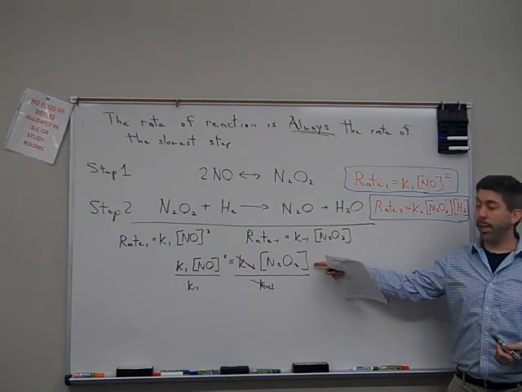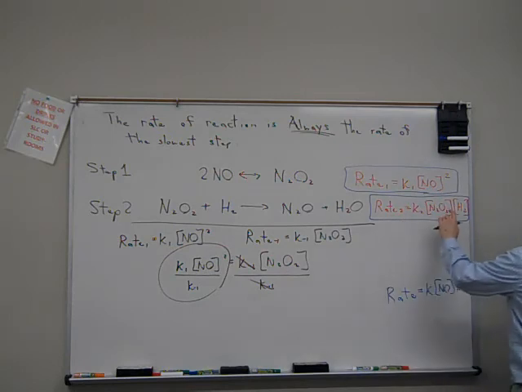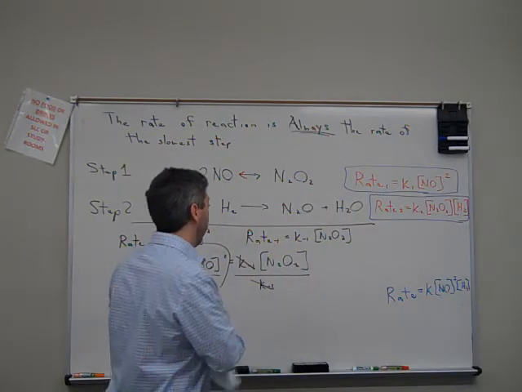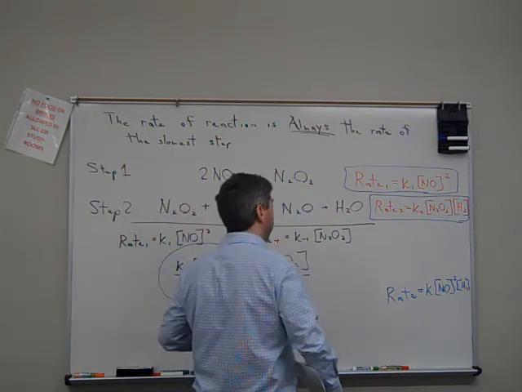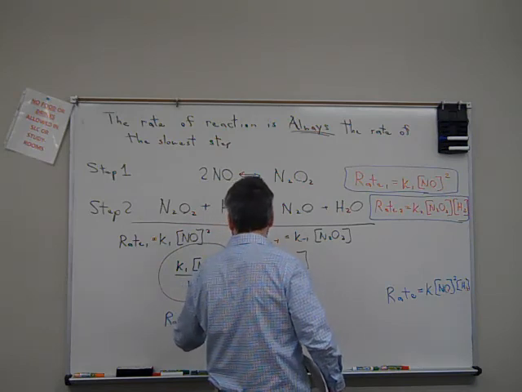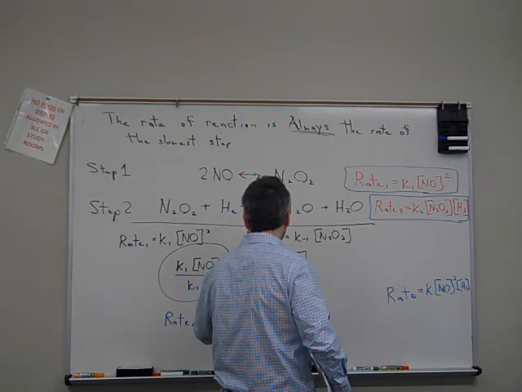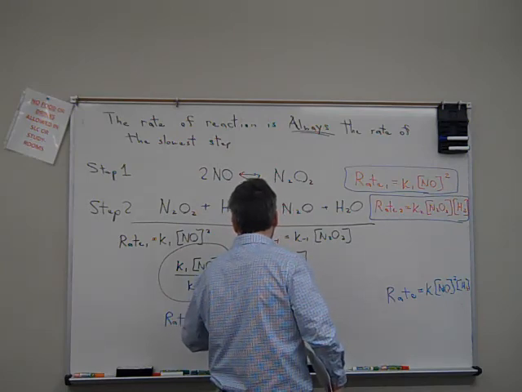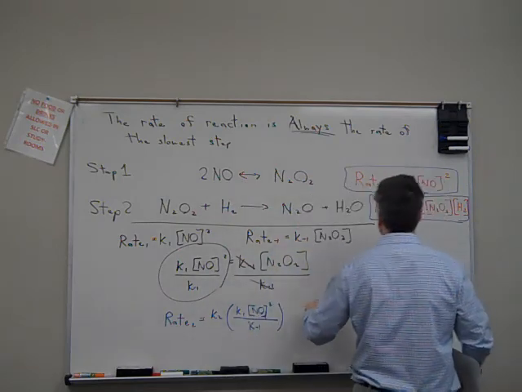Since I've established this relationship, I can now substitute this into this rate law for N2O2. And then that will give me rate 2 is equal to K2 times K1 NO squared over K negative 1 times H2.